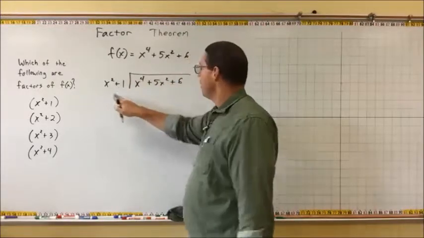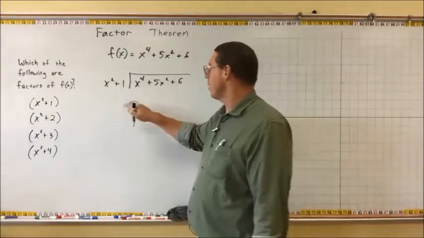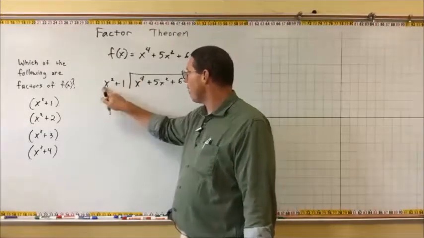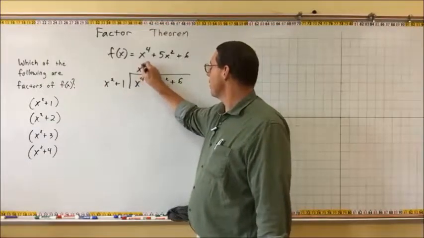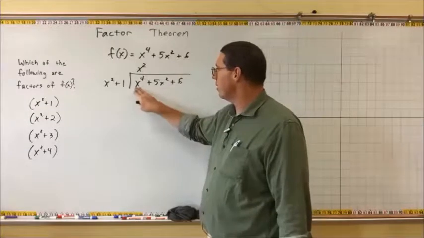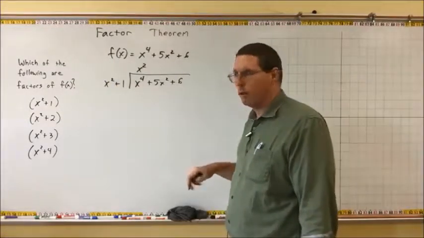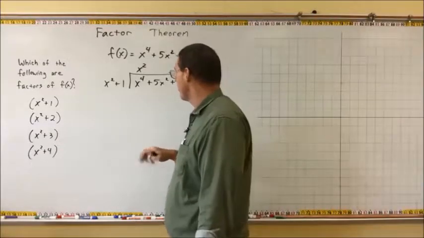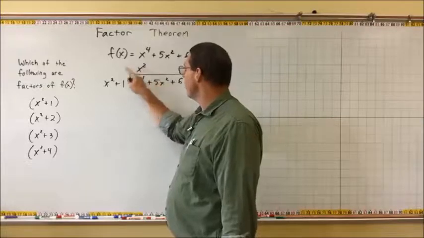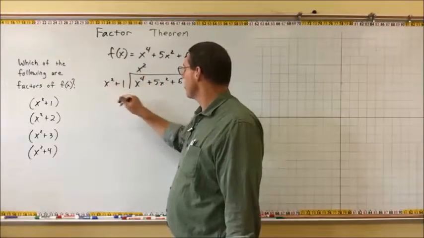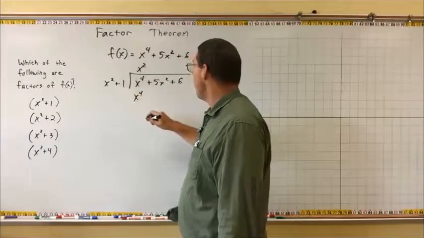All right? How many times does x squared go into x to the fourth? Well, let's say it this way. What is x to the fourth divided by x squared? It's x squared. In fact, that's a better way to understand division, to take the thing in here and divide it by this. All right, so now we're going to multiply x squared times this. x squared times x squared is x to the fourth. x squared times 1 is x squared.